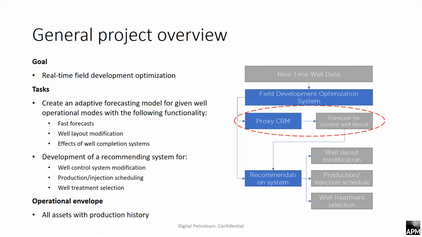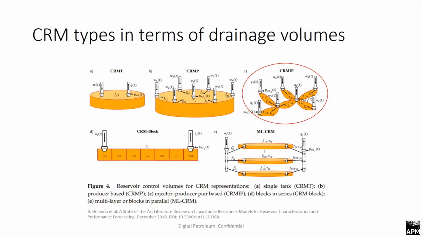Operational envelope is all assets which have production history long enough to perform optimization. In terms of drainage volumes, CRM could be divided into 5 types, from the simplest ones to the more detailed. We use in our case the CRM IP model, which is injector-producer pair based. It calculates weight coefficients for each injector and producer well pair.